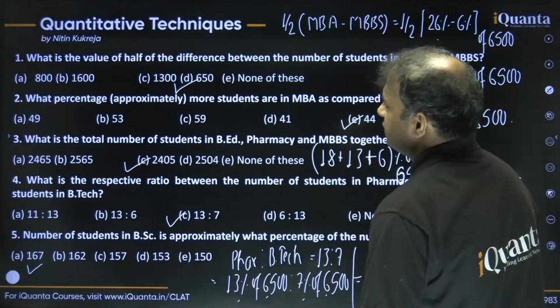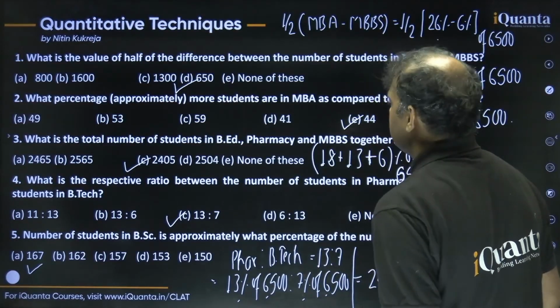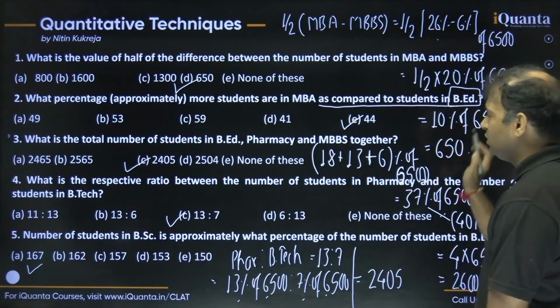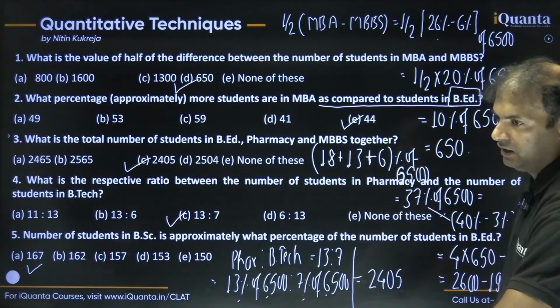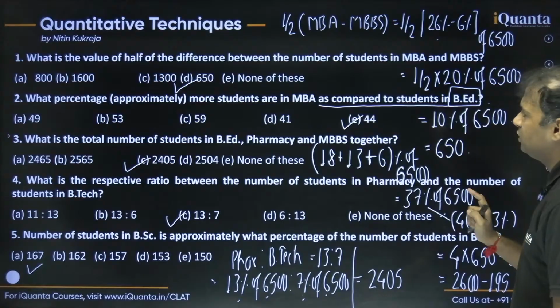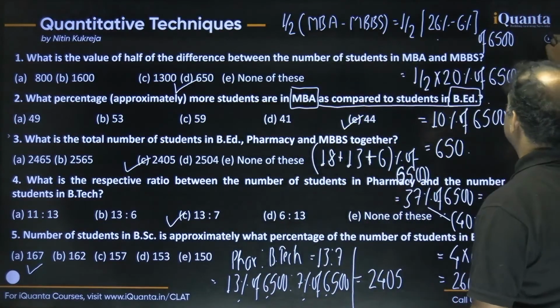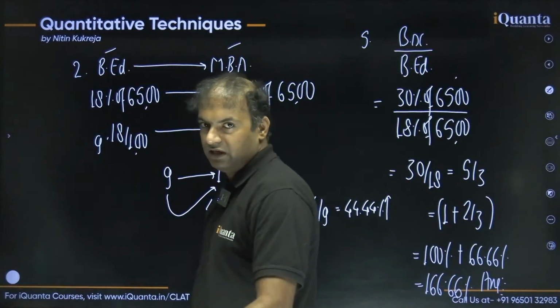Question number 2 asks what percentage more students are in MBA as compared to B.Ed. As compared to, they are saying B.Ed, so B.Ed has to be the initial value. In any percentage change there is one initial value and one final value. So B.Ed is the initial value here and the number of MBA students is the final value. That's why I wrote B.Ed as the initial value and MBA as the final value.